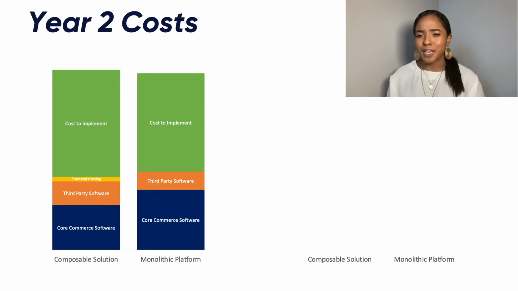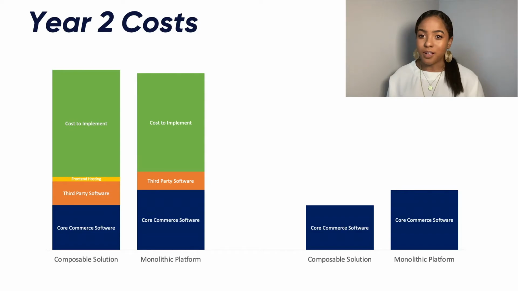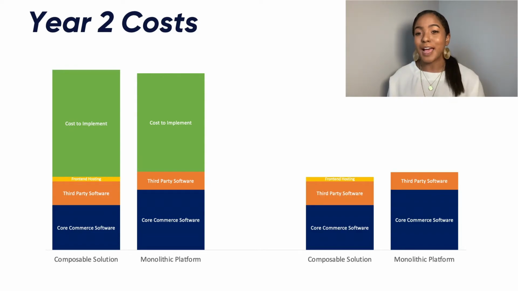For year two, to keep things simple, let's take a scenario where revenue remains flat year over year. So core commerce software costs, your third-party software costs, and your front-end hosting will remain the same. And we can also eliminate implementation costs because that's finished in year one. So the only cost that you need to be considering now is the cost of changes.